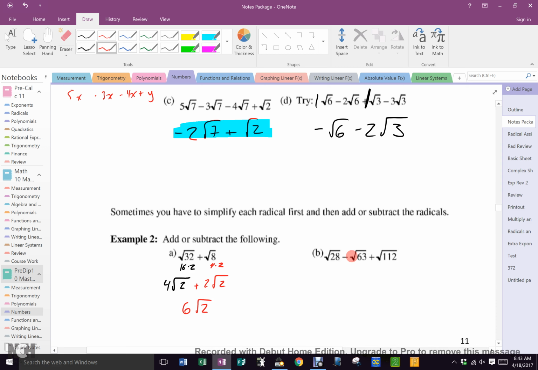What? Can we do anything here? Not right now. We can do no adding nor subtracting, can we, Tavleen? But what can we do, Tavleen? Simplify. What's 28? 4 times 7. That looks like the next one. What's 63? 9 times 7. What's 112?